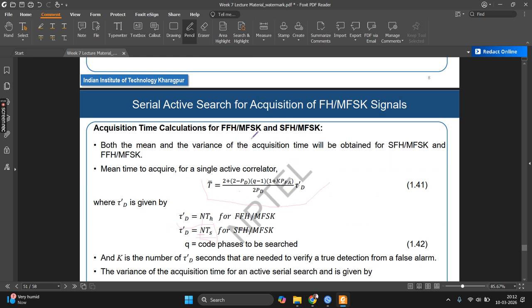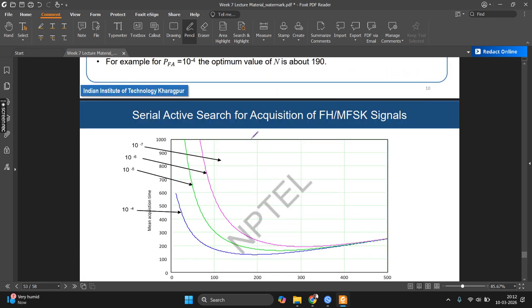So that you have to use numerical analysis for, and finally you will get a result like this.